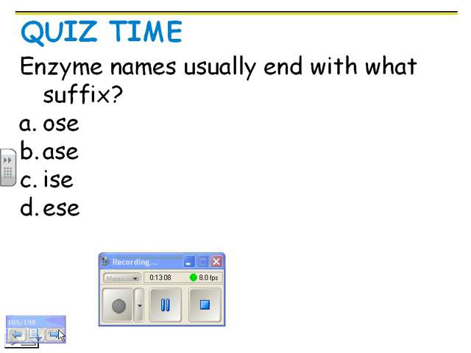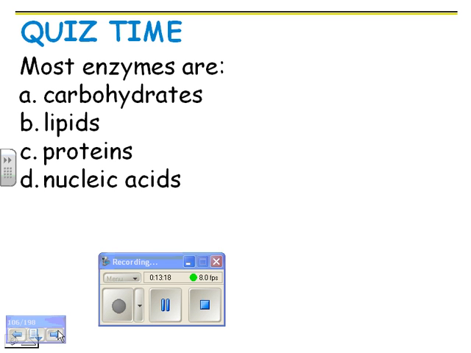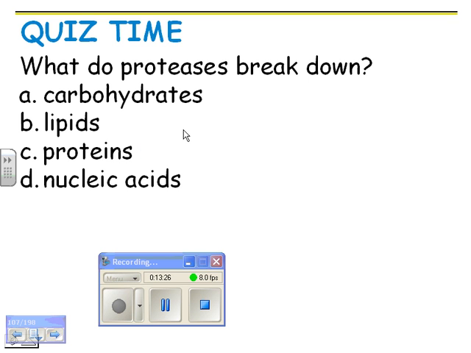Let's do quiz time. Enzyme names usually end with what suffix? I'm going to say ase. Os is for sugars, and I made those two up. Most enzymes, you have to know this one, almost all of them are proteins. What do proteases break down? Well, prote sounds like protein, so they break down proteins.